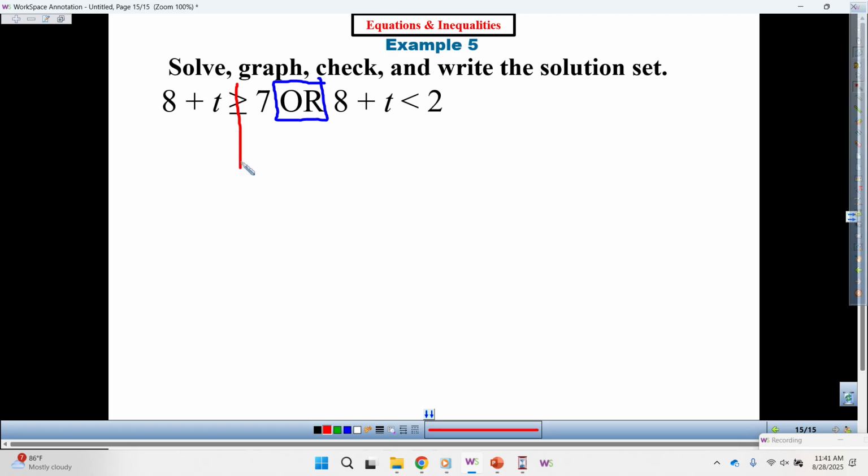Line down the inequality symbol. What do I do to leave t by itself? Tell your neighbor, what do I do to leave t by itself? Minus 8, minus 8, that leaves us with t greater than or equal to -1. Tell your neighbor why I didn't flip the symbol. Why didn't I flip the symbol?